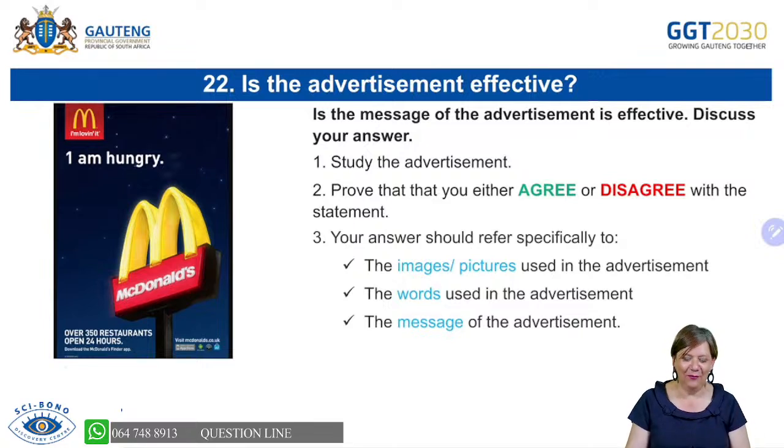And then we go to the words further, because remember, it's not only I am hungry, you've got the other words at the bottom as well. Over 350 restaurants. So there are so many restaurants to visit. 24 hours. So anytime, day or night, you can just pop in there and go for McDonald's. That's amazing. And the message is then, McDonald's is there for you whenever you're hungry.